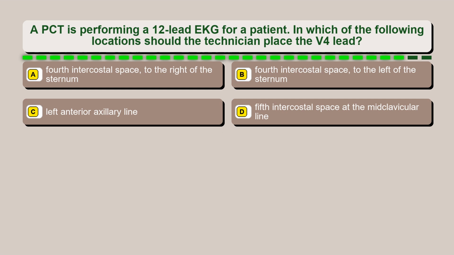Question 10. A PCT is performing a 12-lead EKG for a patient. In which of the following locations should the technician place the V4 lead? Option A. Fourth intercostal space, to the right of the sternum. Option B. Fourth intercostal space, to the left of the sternum. Option C. Left anterior axillary line. Option D. Fifth intercostal space at the midclavicular line.